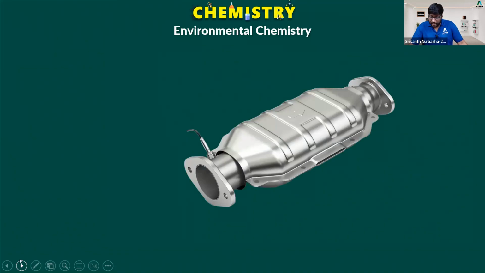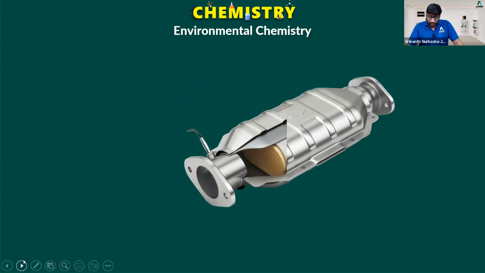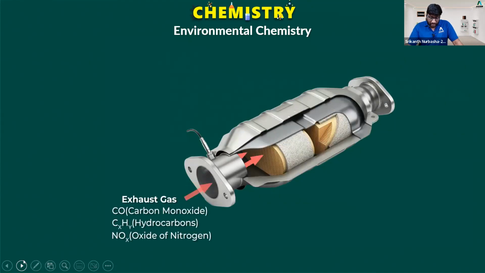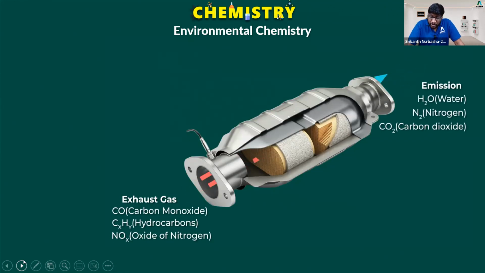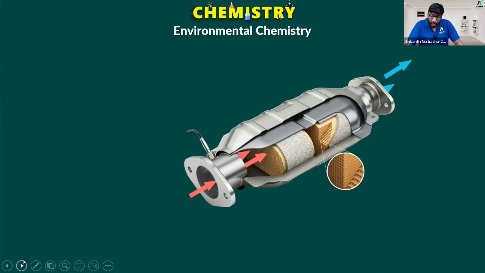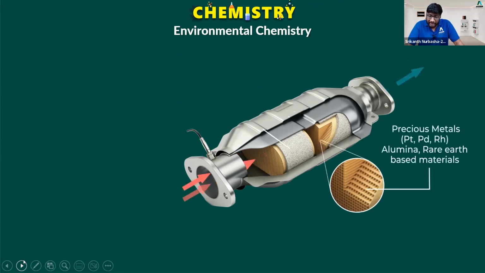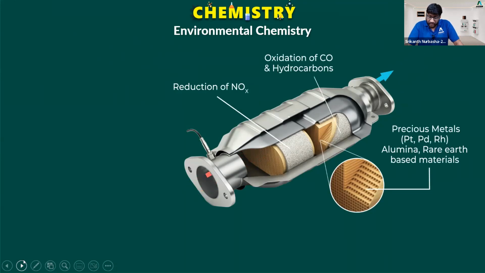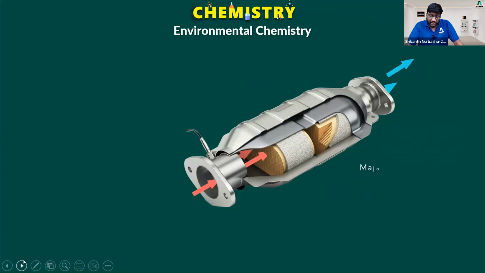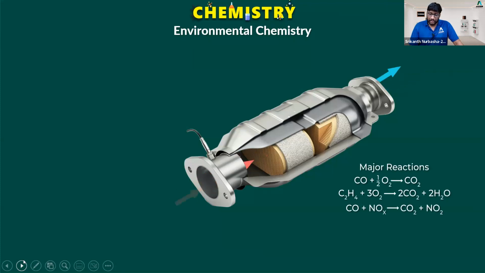This is a catalytic converter. If you look at the working of the catalytic converter, inside you will have these substances: exhaust, carbon monoxide, hydrocarbons, oxides of nitrogen. The emission is water vapor, H2O, and nitrogen, N2. So like that, the catalysis is going to happen, with precious metals where the catalysis takes place. The oxidation of carbon monoxide to carbon dioxide, C2H4, ethene, to CO2. CO can react with NOx, oxides of nitrogen, to give CO2. These are the reactions happening.